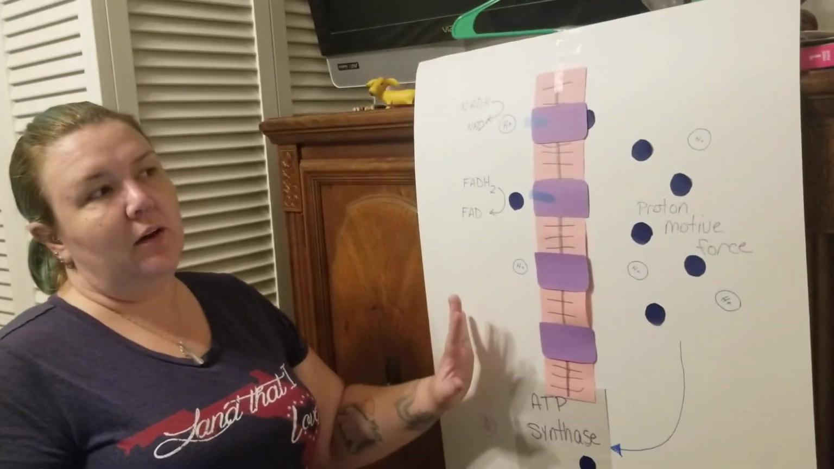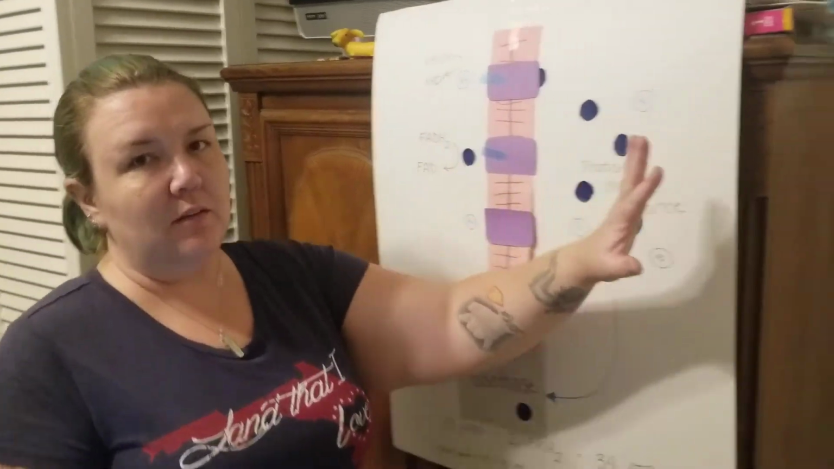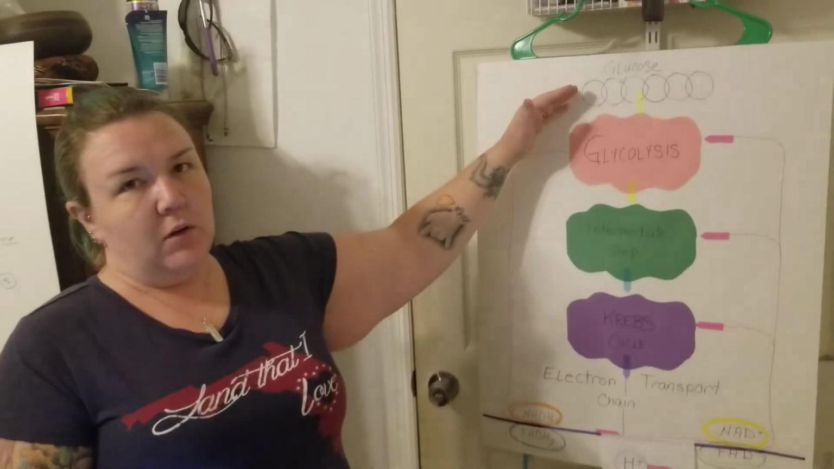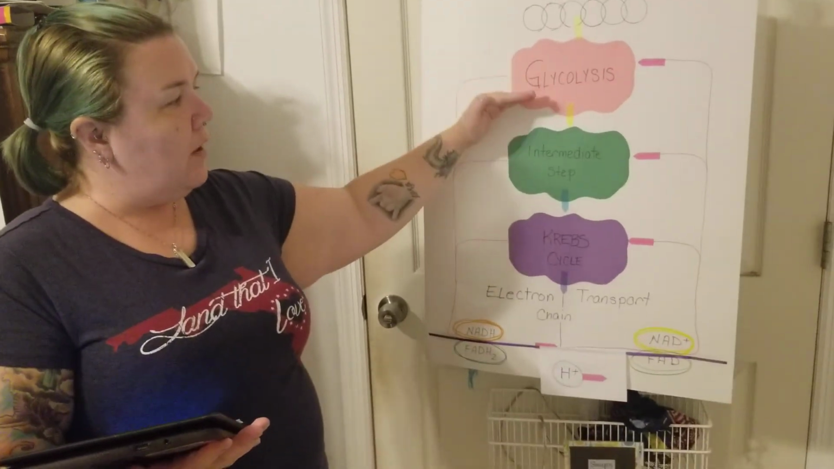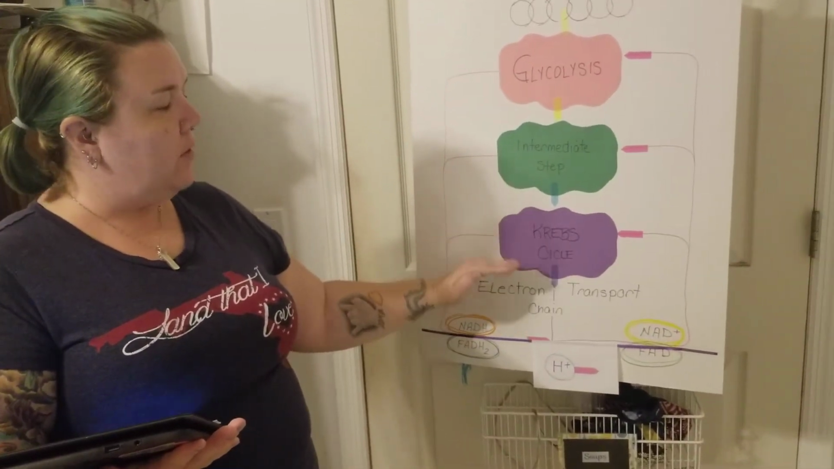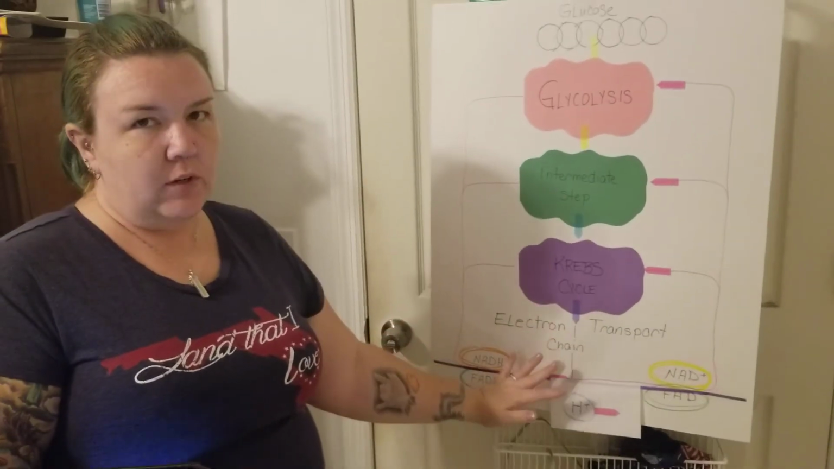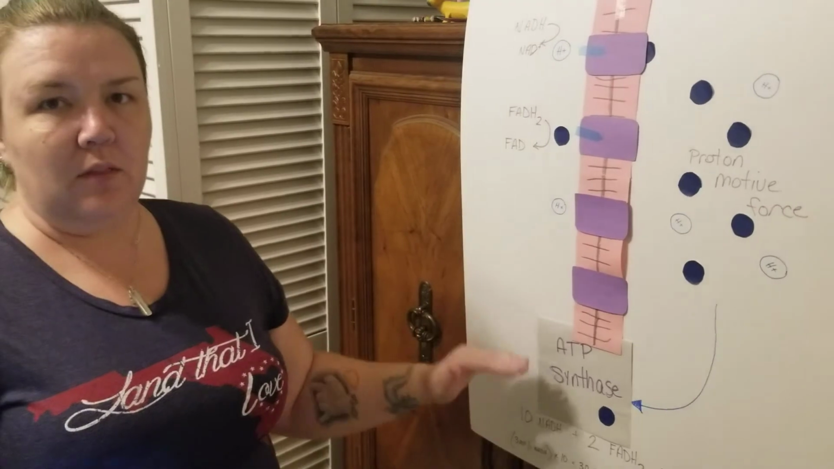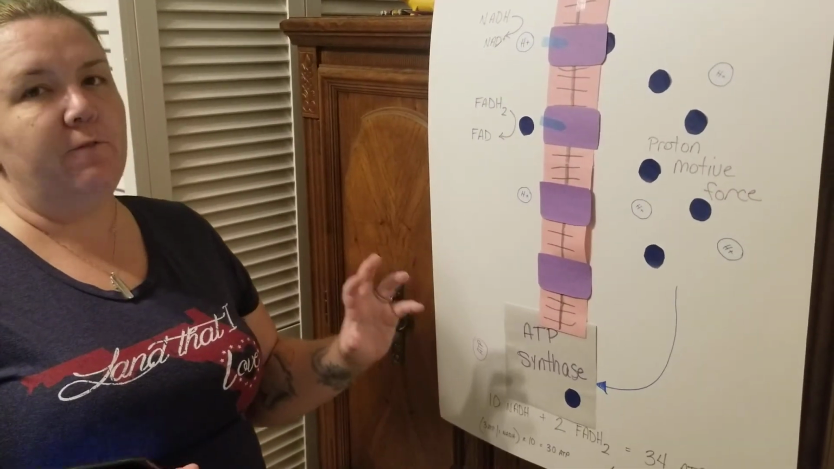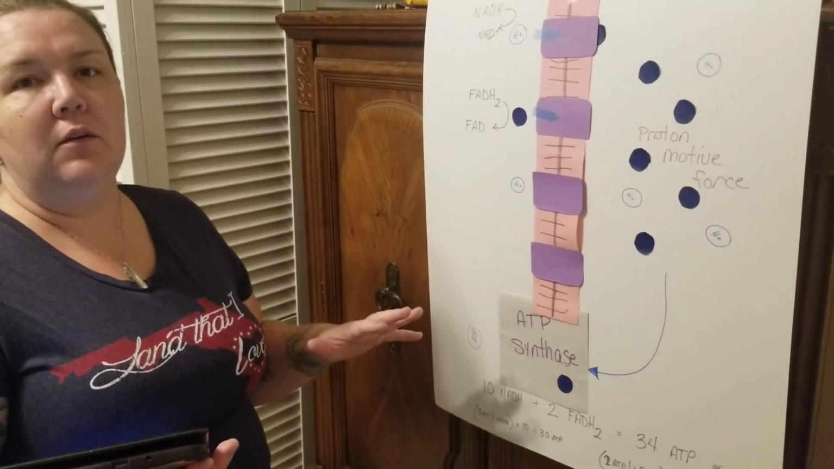So this process of just 6 glucose molecules going through glycolysis, the intermediate step, the Krebs cycle, the electron transport chain, and then over to the actual ATP synthase will give you 34 molecules of ATP.